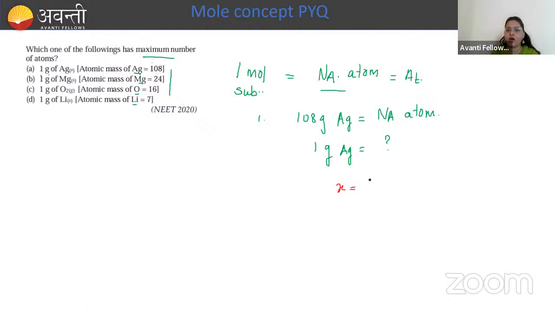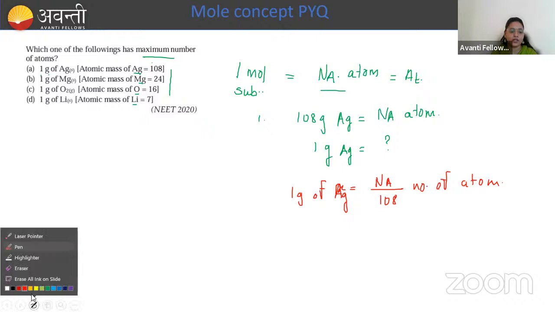So X is equal to what? Na divided by 108. These were the number of atoms present in 1 gram of the given substance. Any doubt in this? Yes, what will come here? 1 gram of Ag will contain Na upon 108 number of atoms, right? Simple. Similarly, you can do this for the second option.